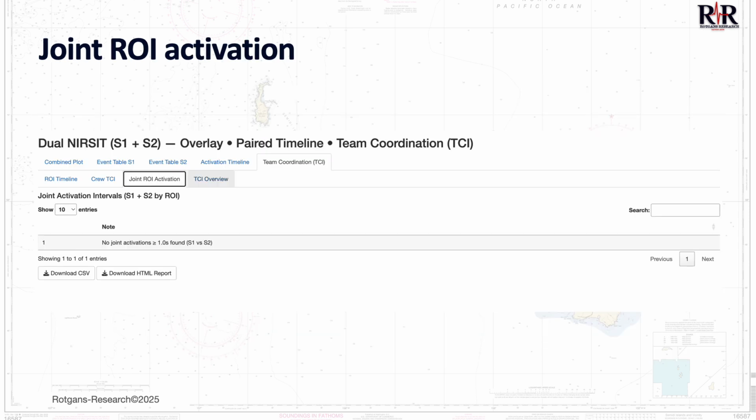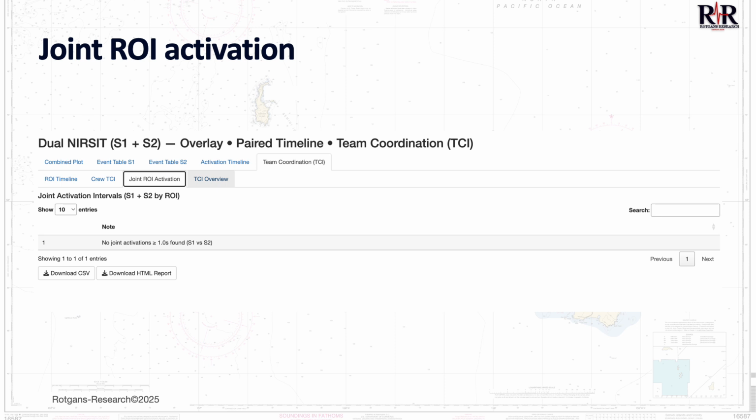Joint ROI activation. Once we've looked at the overall crew TCI, we can zoom in to see where any overlaps actually occurred. The joint ROI activation table shows intervals where both operators were simultaneously active in the same brain region. These overlaps can be matched to event markers from the scenario. That way we can ask, did both operators engage their executive control region during a critical system alarm? Or did they both switch into strategic planning during a decision point? This view helps us interpret not just that joint activity happened, but whether it was appropriate for the situation.